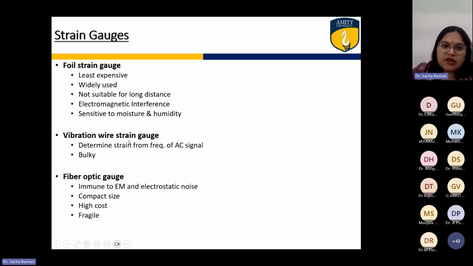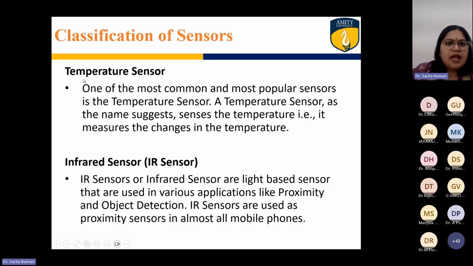Again, the vibrating wire strain gauge determines strain from the frequency of an AC signal, but the disadvantage is that it is bulky. If we are talking about the fiber optic based gauge, it is immune to electromagnetic and electrostatic interference. The advantage is again the compact size, but the disadvantages are high cost and that it is fragile. We have different types of sensors.